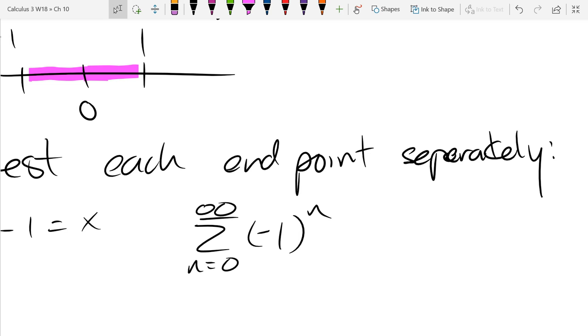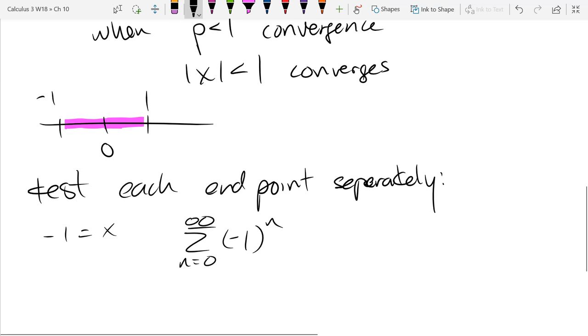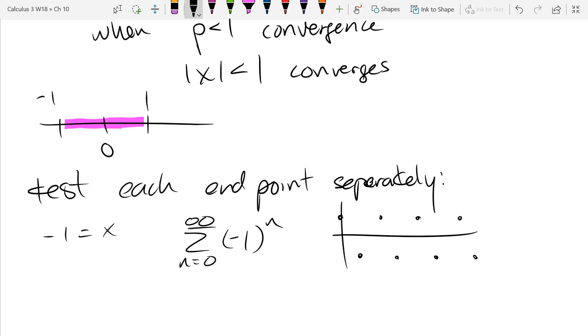Integration test? Maybe. It's going to be a little weird because it goes negative 1 and then positive 1, negative 1, positive 1. So if I graphed out all the terms, when n is 0, we have positive 1, then negative 1, then positive 1, then negative 1, positive 1, negative 1. If I keep adding 1 and negative 1, does that ever settle down? Nope. So the first partial sum would give me 1, the second partial sum gives me 0, and then 1, 0, 1, 0, 1, 0. So it never settles down.